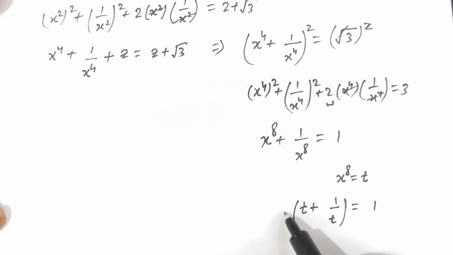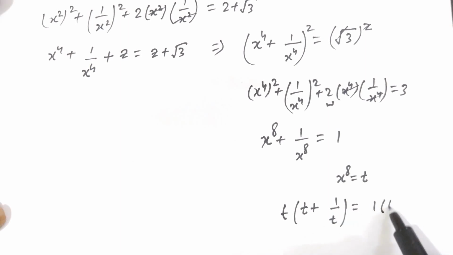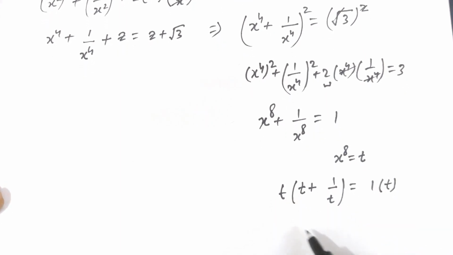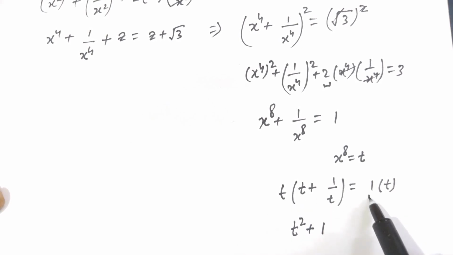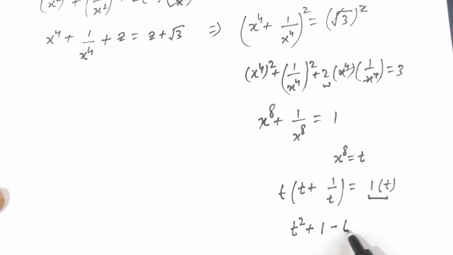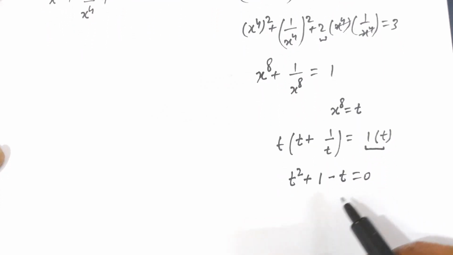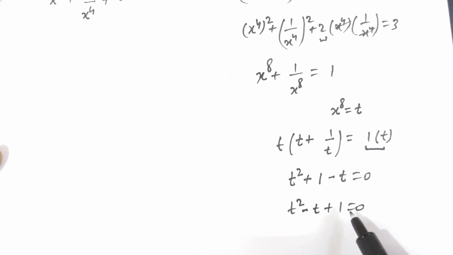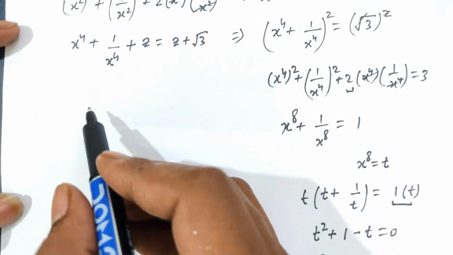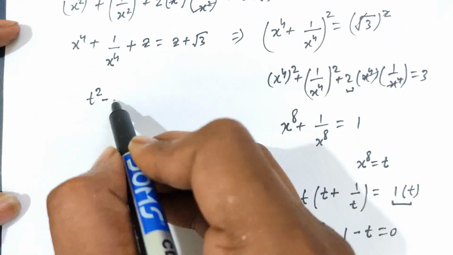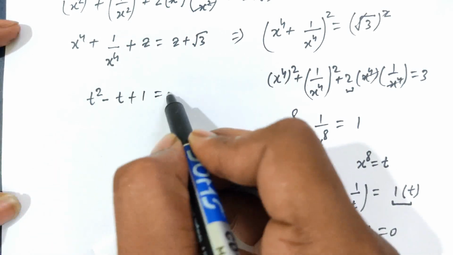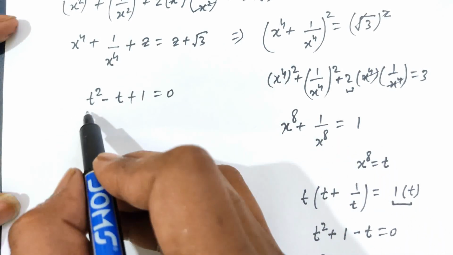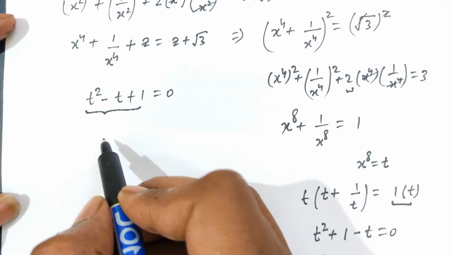If we multiply both sides by t, because students here in denominator part is t, then this t is multiplied by this t, we get t square, plus this t is multiplied by 1 by t, then we get 1, and this t is multiplied by 1, then we get t, and this t if we take in left hand side, then here minus t, and this is equal to 0. So here we have a quadratic equation in terms of t, that is t square minus t plus 1 equal to 0. Now this is a quadratic equation in terms of t.